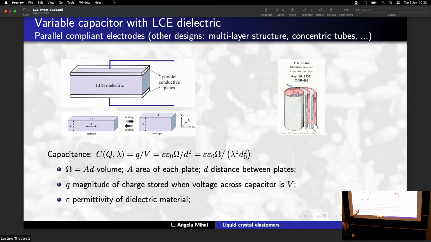You can see that the capacitance decreases as the distance between electrodes increases. And if we have a liquid crystal elastomer that is initially in a nematic state, then if it's heated, it becomes isotropic. The sample will shorten, so the distance between electrodes increases, and the capacitance will be forced to decrease. So this is what happens.